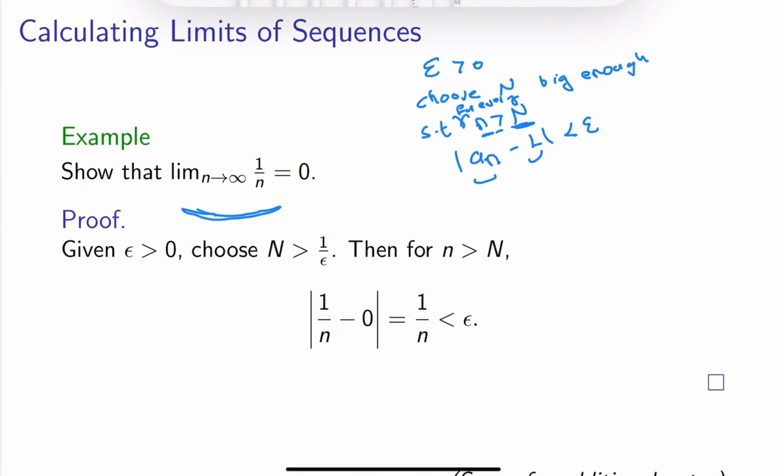So how would we prove that the limit of the sequence a_n equals 1 over n is 0? We literally mimic these steps. So we start with any epsilon positive.